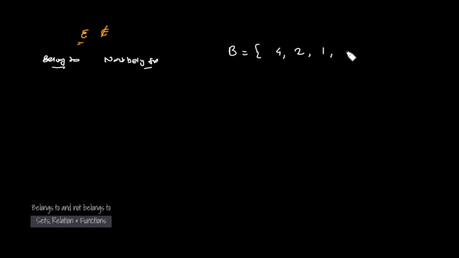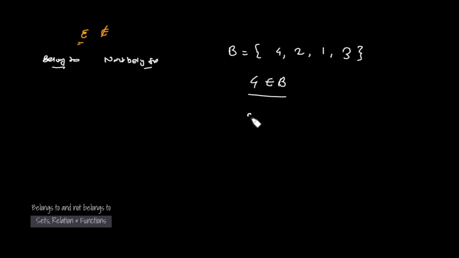Say there is a set B, and in this set B there are 4 elements: 4, 2, 1 and 3. These are the 4 elements in that particular set B. Now we know that 4 is an element of the set B. So we say that 4 belongs to the set B, and this is how it is represented mathematically.